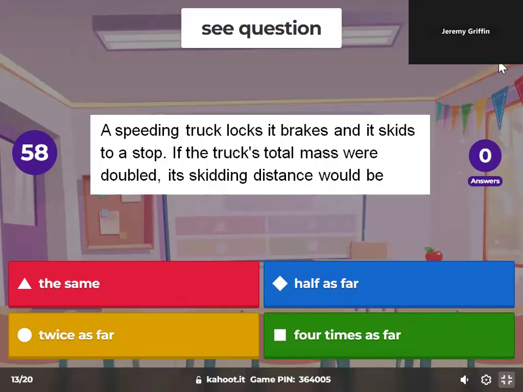Speeding truck locks its brakes and skids to a stop. If the truck's mass were doubled, the skidding distance would be, the skidding to a stop distance.